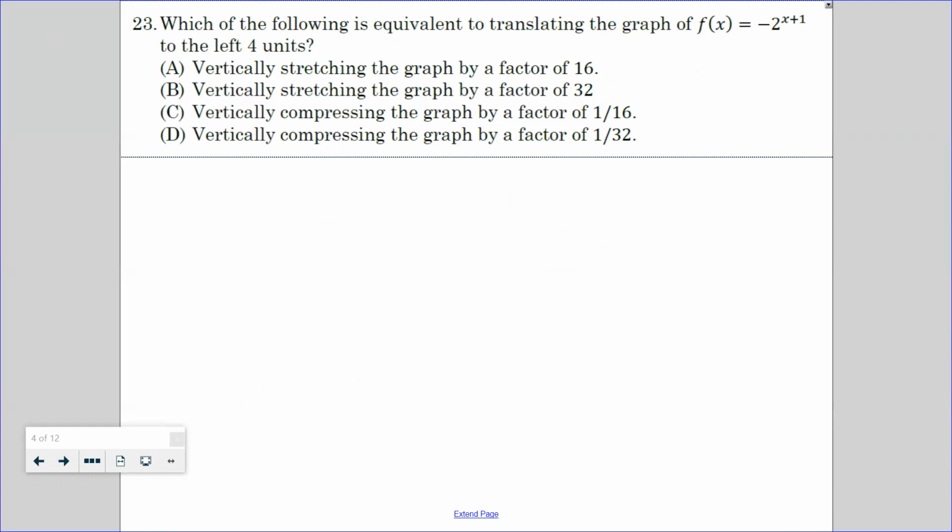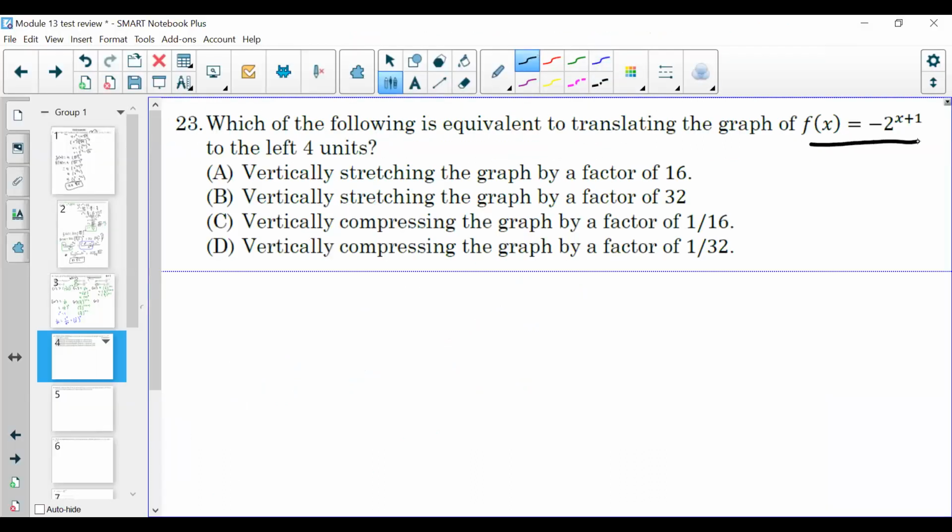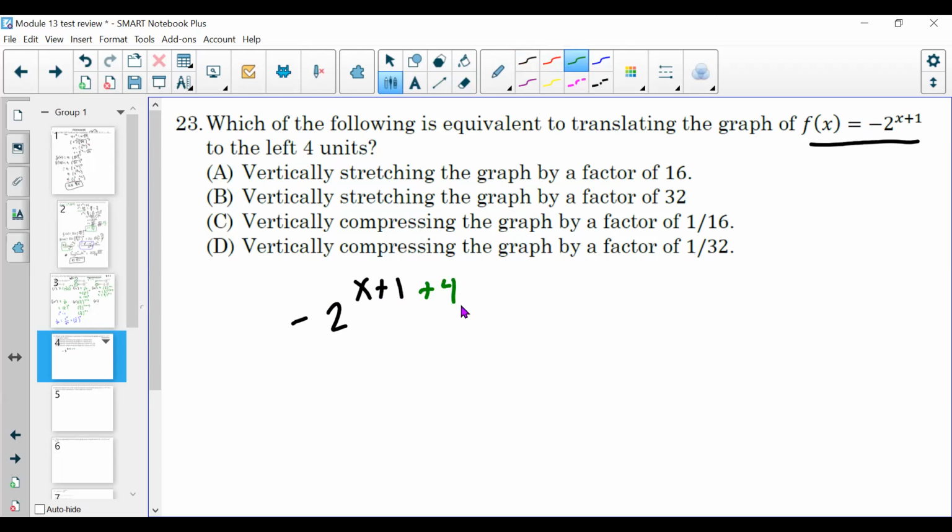Which of the following is equivalent to translating the graph to the left 4 units? Okay. So I have this graph right here, -2 to the x plus 1, and I want to translate it 4 to the left. So anytime you're translating something 4 to the left, that means you're adding something to your exponent of x. So if I have -2 to the x plus 1, and I'm going to the left 4 units, that means I'm going to be adding 4. And I want to know, well, what's the same thing as adding 4 to this equation? So what that means is I'm going to keep this -2 to the x plus 1. I don't want to mess with it. I want to leave it alone.